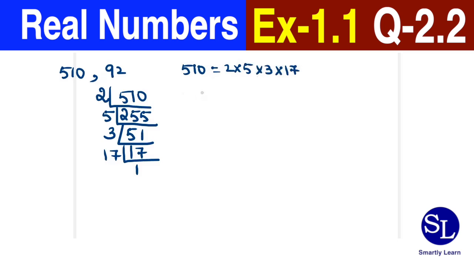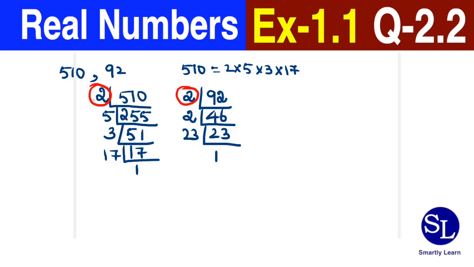Now let's do the prime factorization for 92. So 92 can be written as, it is even number, so I'm dividing by 2, I get 46. Again an even number, divide by 2. So you get 23, which is a prime number. So divide by 23. So the answer is 1. Now you see the common factors between 510 and 92. There is only 2 which is common to both, which means the HCF of these two numbers is 2.